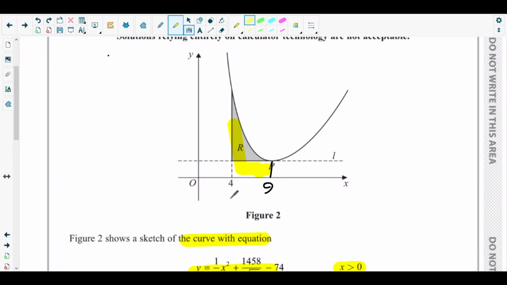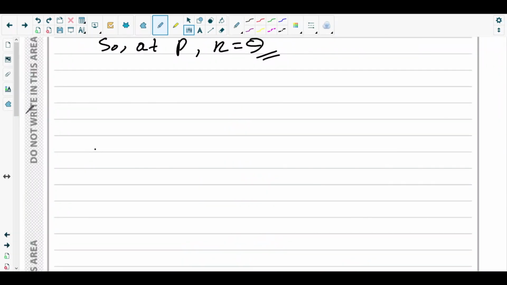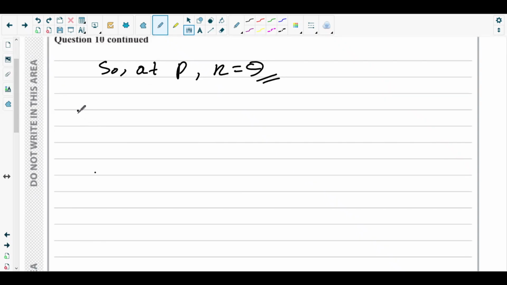Okay, but this part, below the line L, is not needed, so we will subtract this area from the value we will get from the integral. That's it. So we need the area of region R, right? For part B, for the area of region R, at first find out the integration from 4 to 9 of which equation?